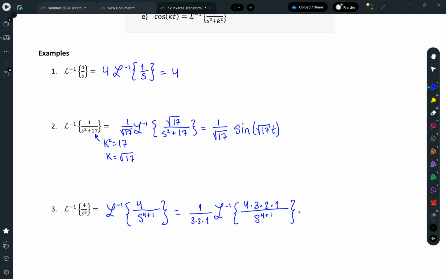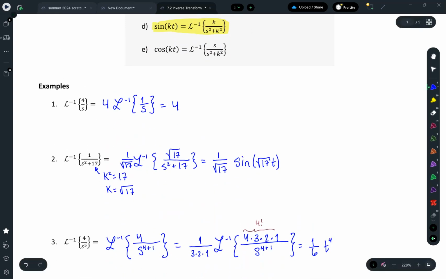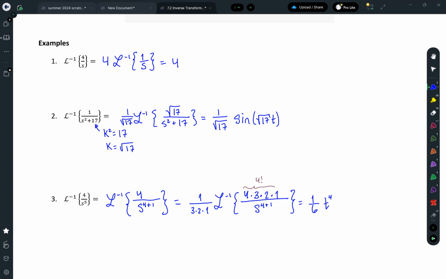And so in my next step, I can say this is 1 over 6, and then that numerator, 4 times 3 times 2 times 1, that is 4 factorial. And so the Laplace inverse of 4 factorial over s to the 4 plus 1 is t to the 4th. Right, let me check. Yep, it's t to the 4th. Okay, so I get 1/6 t to the 4th. All right, so those aren't so bad.